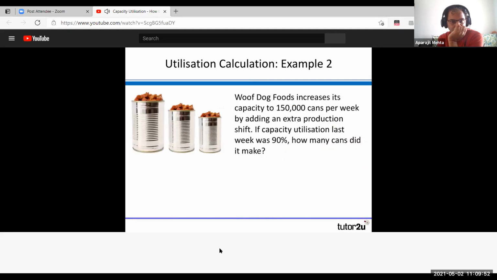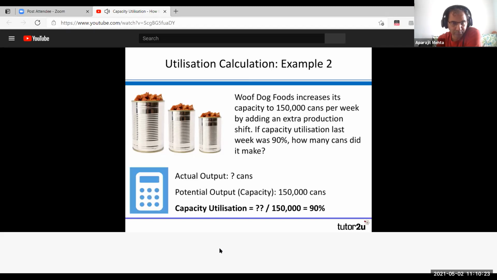Let's just change the example slightly. We're still with Wolf Dog Foods, but now we're told good news in the dog food industry. Wolf Dog Foods has increased its capacity to 150,000 cans per week. And it's done this by adding an extra production shift. If the capacity utilization last week was 90%, how many cans did it make based on this new capacity? Have a go at doing the calculation and then pause the video and see if you get the question right.